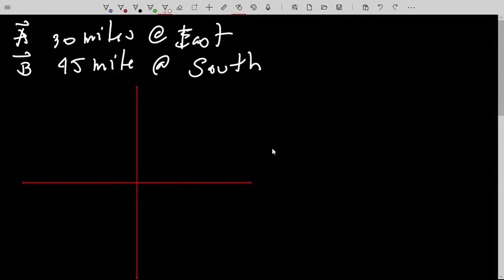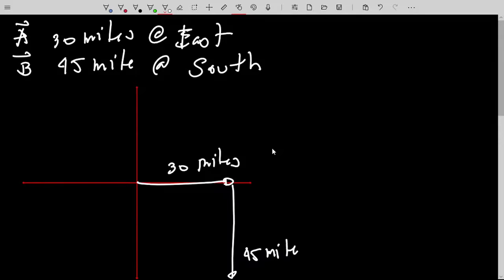Now we know that your vector A is going to the east direction and it has the value of 30 miles. And your vector B is going to the south direction and it has the value of 45 miles. Then draw our resultant vector, which should be like this one. Okay, this is our resultant vector. Now find the magnitude and the direction or the angle of our resultant vector.